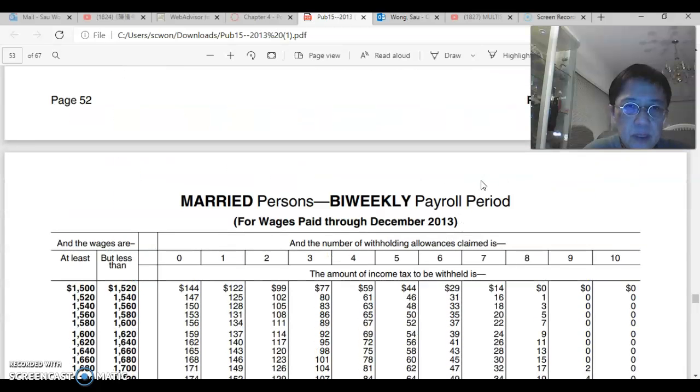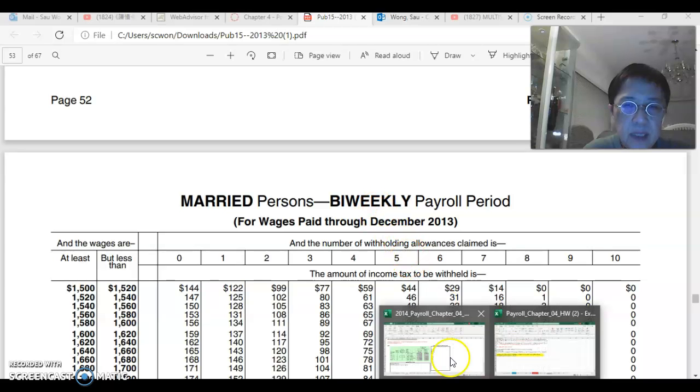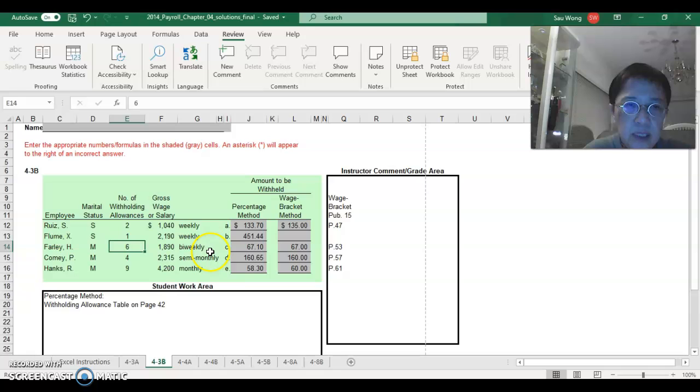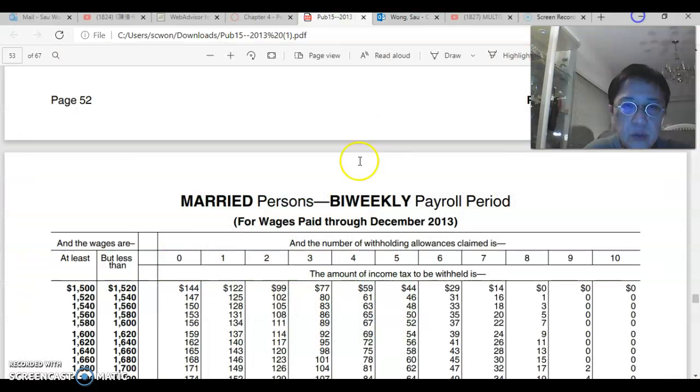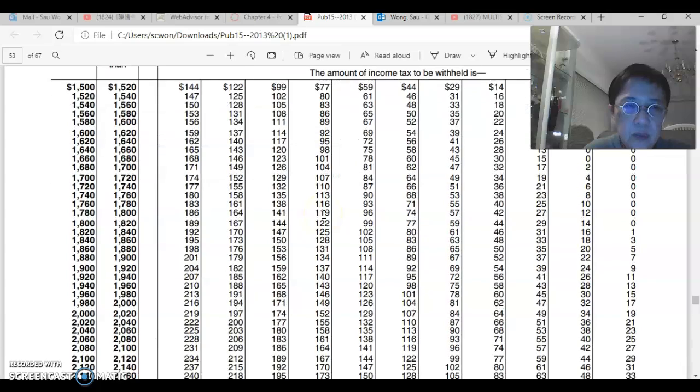Okay, one more. This is page 53, married person biweekly, because his payment is biweekly. He's married with 6 withholding allowances. His pay is $1,890 biweekly, so we have to look between 1,880 and 1,990.